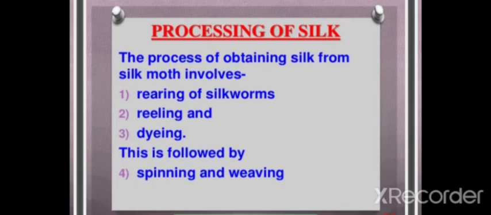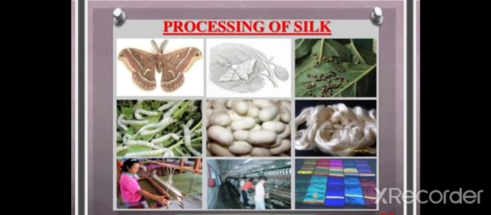Processing of silk. Processing of silk includes the following steps: rearing, reeling, dyeing, which is followed by spinning and weaving. Here you can see the picture of the processing of silk.